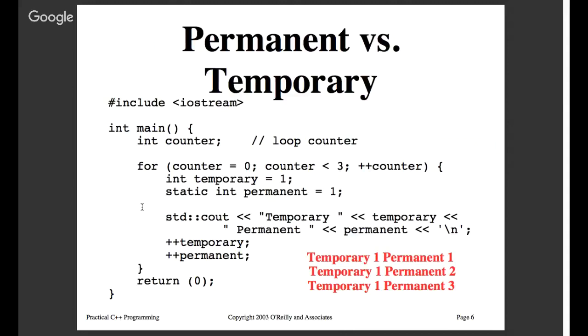And since int temporary is truly a temporary variable, it's going to die each time and be declared as 1 each loop. But notice a static int, even though it's technically declared each time in the for loop, because it's static, it's a permanent instance, and it keeps the values held in that variable. And so that's why you have temporary 1, permanent 1, temporary 1, permanent 2, temporary 1, permanent 3.